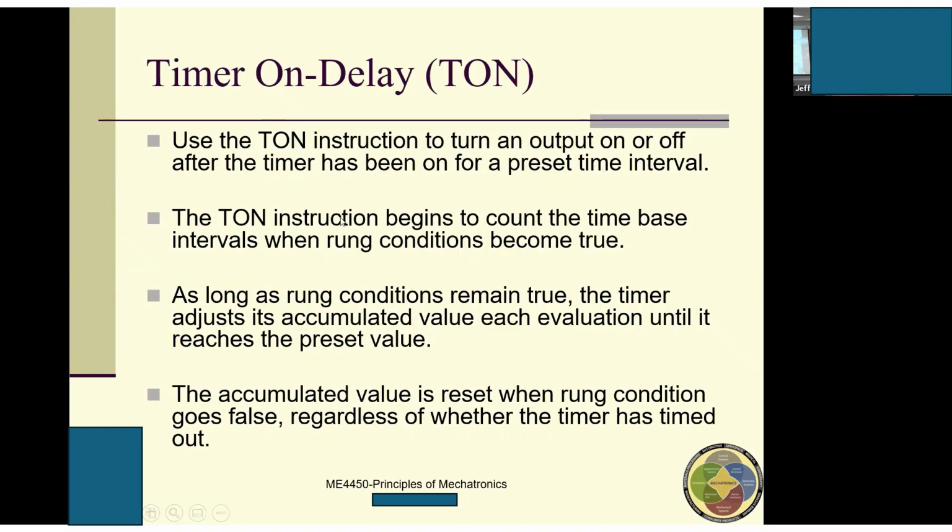The TON instruction begins to count time-based intervals when run conditions become true. When the run condition becomes true, that means TON is triggered by the transition from false to true. Be very careful. This can only be triggered by the transition from false to true. But the other one, TOF, is opposite.